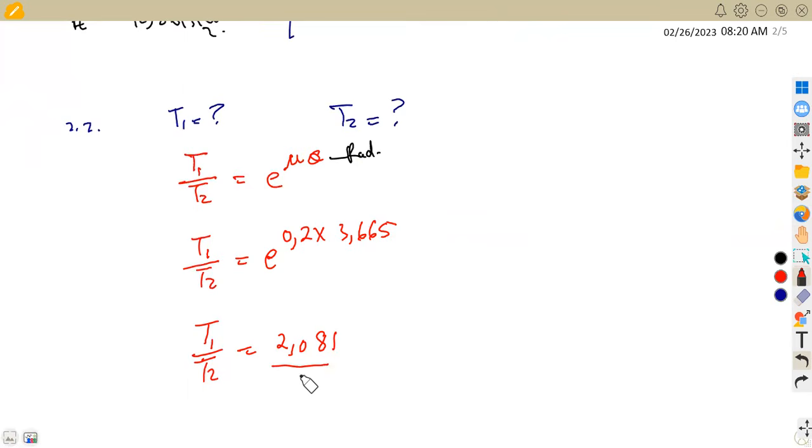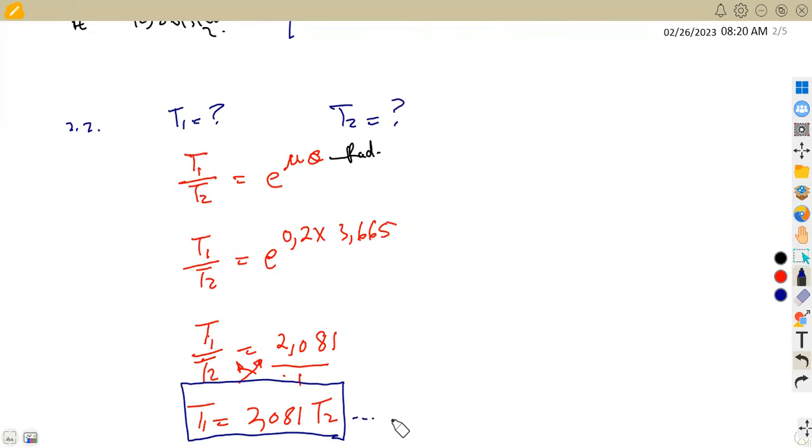If you cross multiply, this is the same as over 1. So you can cross multiply 1 times T1. That's T1 is equal to 2,081 T2. So we have now a ratio of T1 and T2. We can just take this as our formula, as an equation. So you can just say we've got equation 1. Because we've got two unknown values, there's nothing more that we can do.